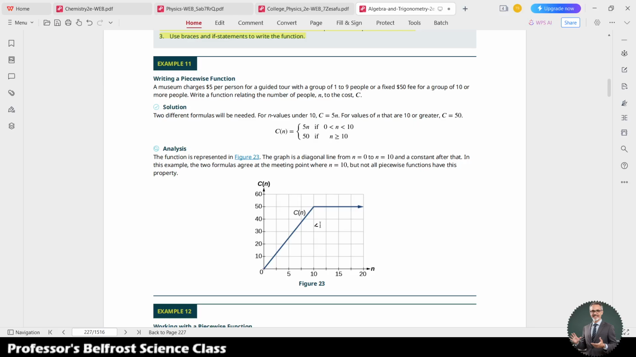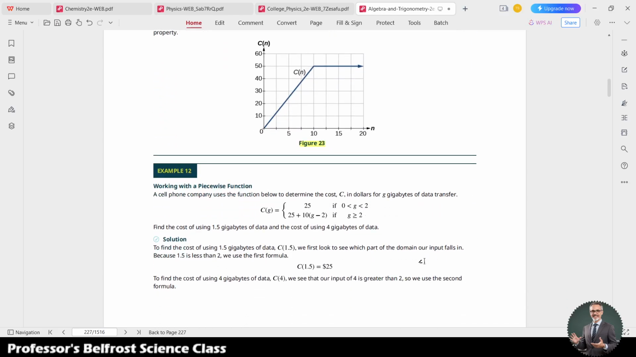For example, a museum charges $5 per person for a guided tour with a group of 1 to 9 people, or a fixed $50 fee for a group of 10 or more people. Write a function relating the number of people n and the cost C. You can see two different formulas will be needed. For n values under 10, C equals 5n, where n is the number of people. For n greater than or equal to 10, C is the constant 50. And you can plot it like this.